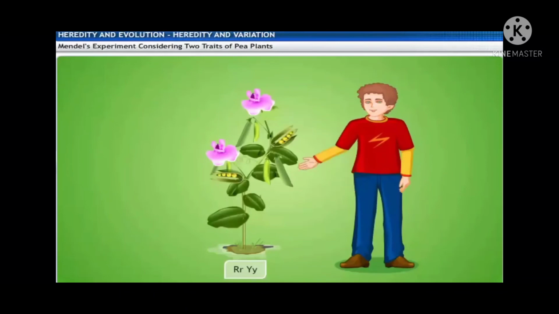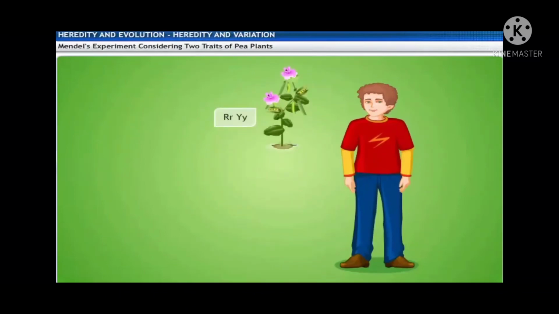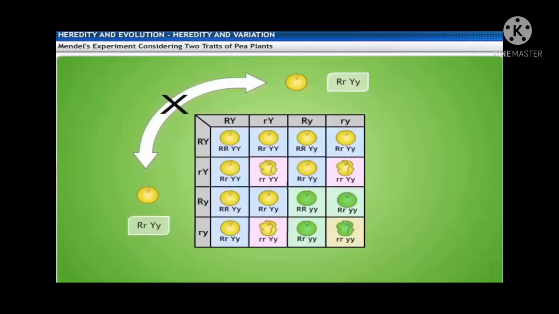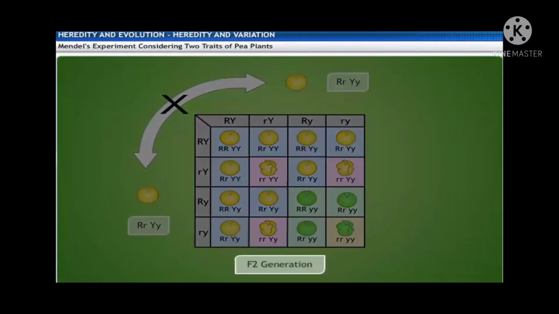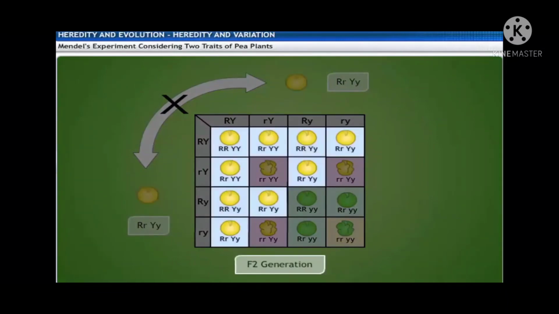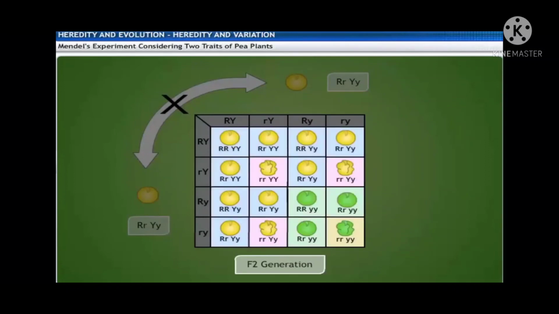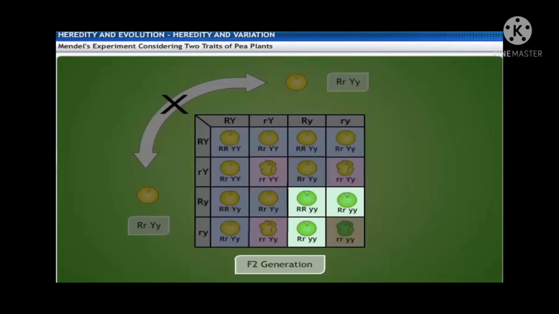What happens when these plants of the F1 progeny are self-pollinated? Mendel found that some plants of the F2 progeny were similar to their parents and produced round yellow seeds, and some of them produced wrinkled green seeds. However, some plants of the F2 progeny even showed new combinations like round, green and wrinkled yellow seeds.